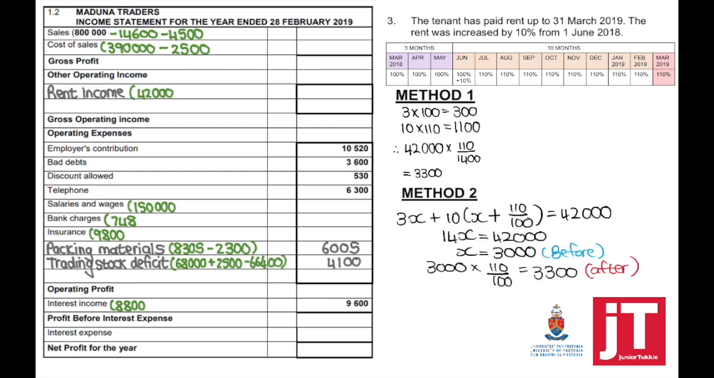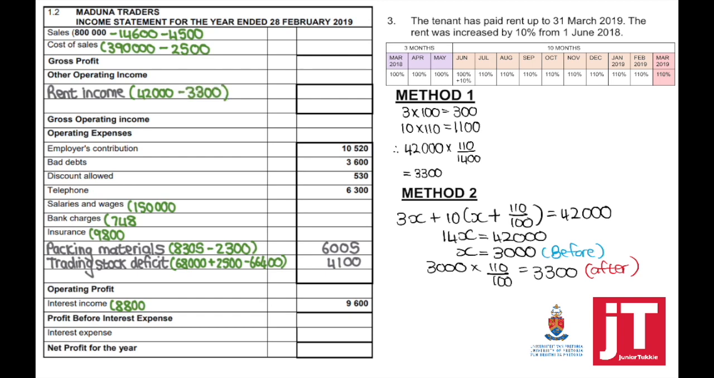If you use method number 2, using X, it will provide you with the amount before the increase. Then you still need to calculate what is it after the increase. Either or, if you're using method 1 or method number 2.